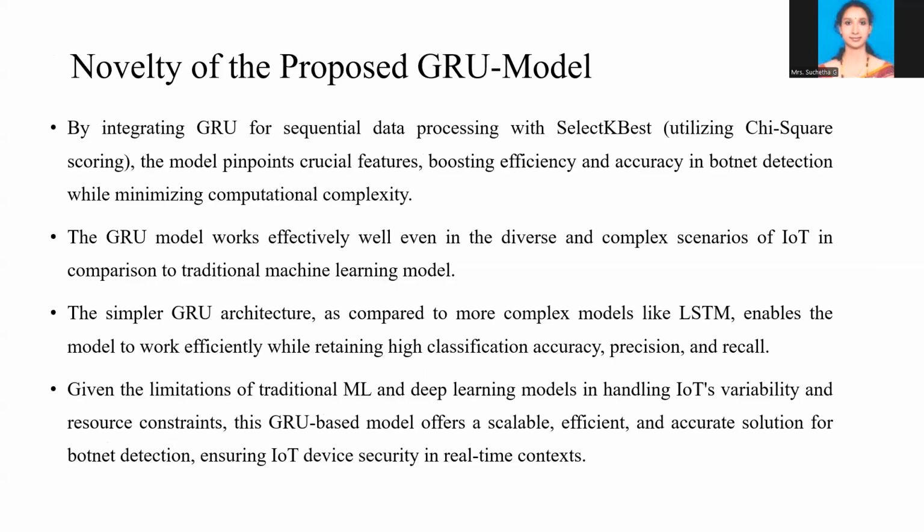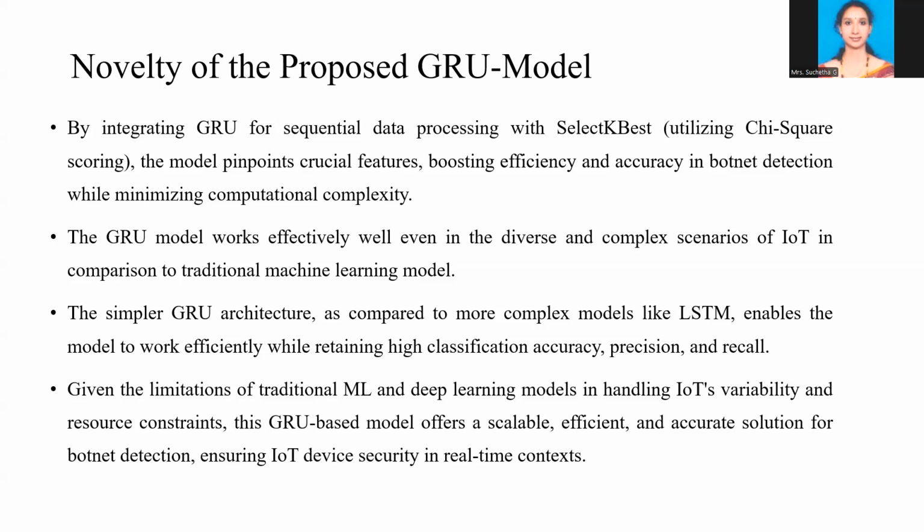The novelty of the proposed GRU model is that we have used a SelectKBest-based feature selection method, where by using chi-square scoring, the model pinpoints crucial features, boosting the efficiency and accuracy in botnet detection while minimizing the computational complexity. The model also works effectively in the diverse and complex scenarios of IoT in comparison to traditional machine learning models. The simple GRU architecture, as compared to more complex models like LSTM, enables the model to work efficiently while retaining high classification accuracy, precision, and recall.